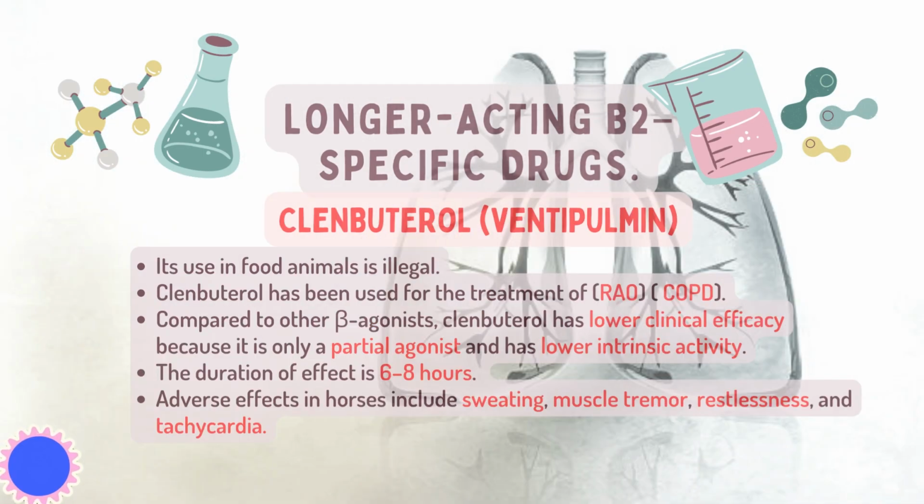Clenbuterol is used in food animals and is illegal. Clenbuterol has been used for the treatment of RAO and COPD. Compared to other beta-agonists, clenbuterol has lower clinical efficacy because it is only a partial agonist and has lower intrinsic activity. The duration of effect is 6 to 8 hours, and adverse effects in horses include sweating, muscle tremor, restlessness, and tachycardia.